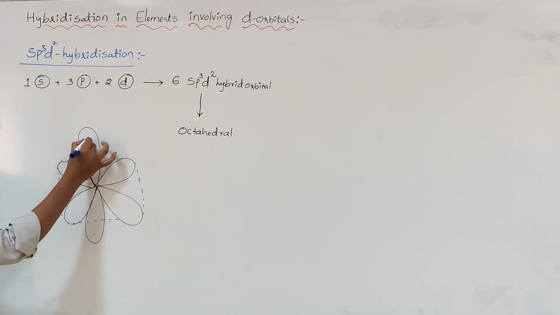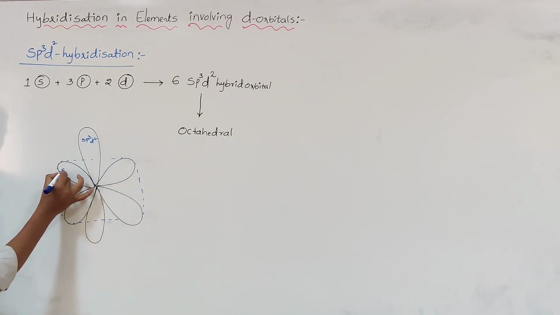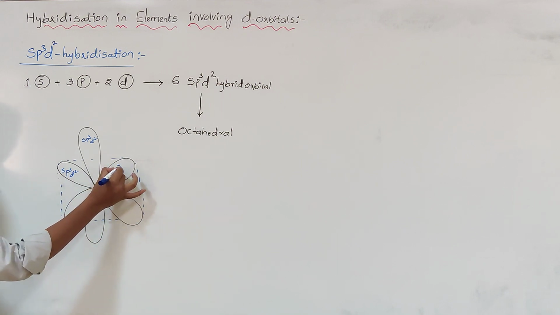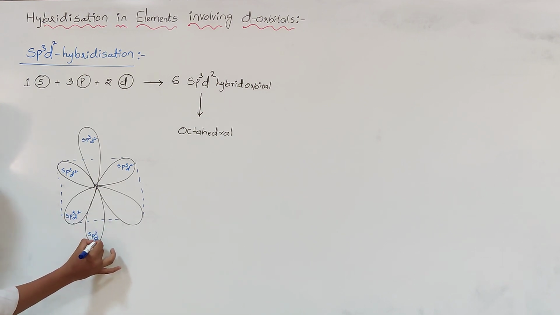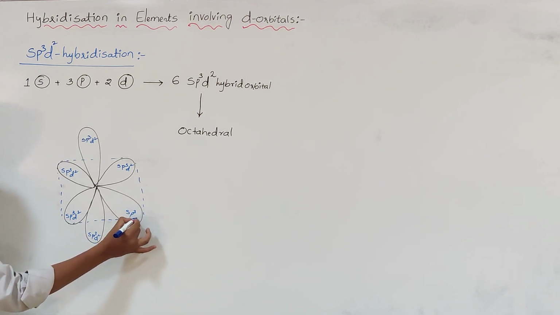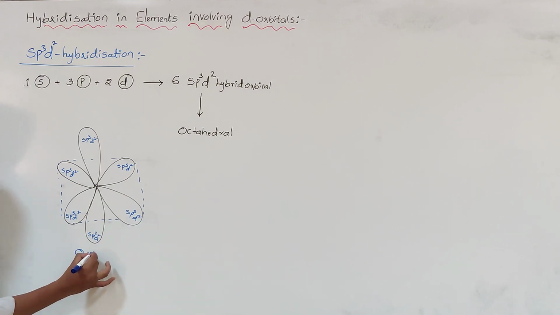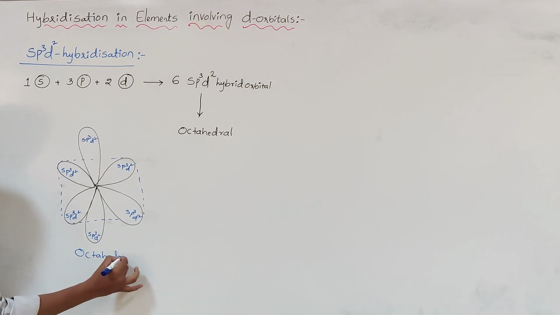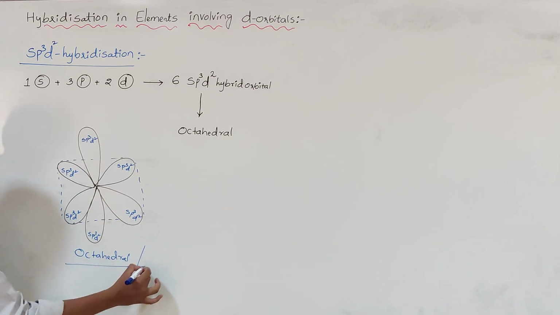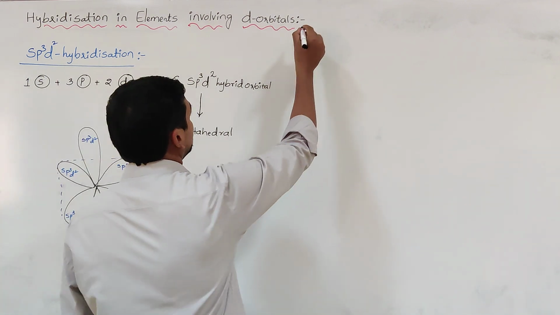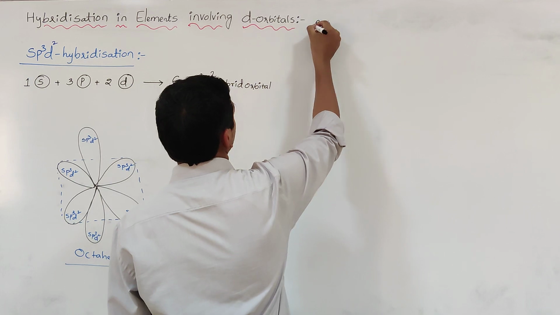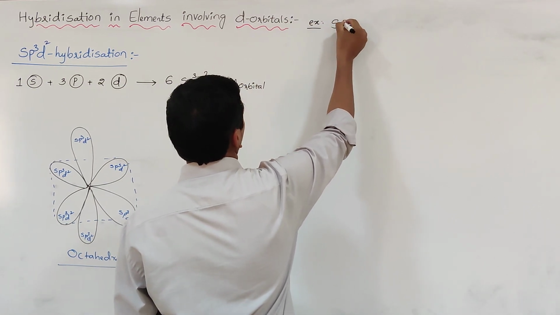This is one sp3d2, this is another sp3d2, and so on. Like that, they adopt which geometry? Octahedral geometry. In that one, the bond angle between the hybrid orbitals is 90 degrees. The best example for this one is the SF6 molecule.